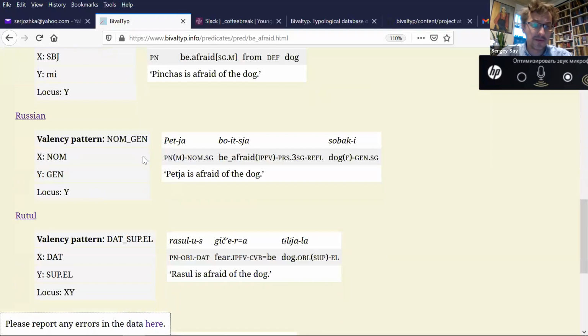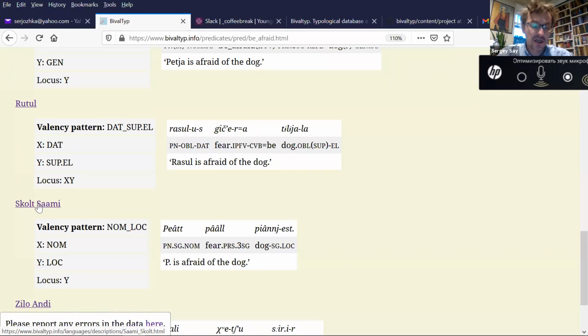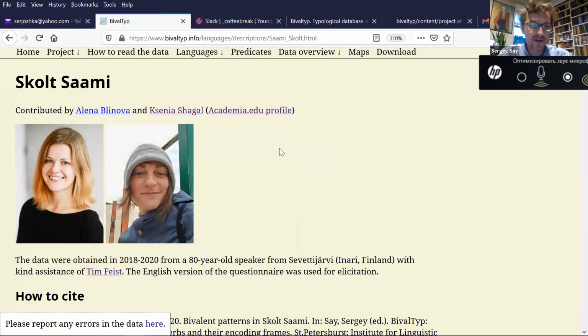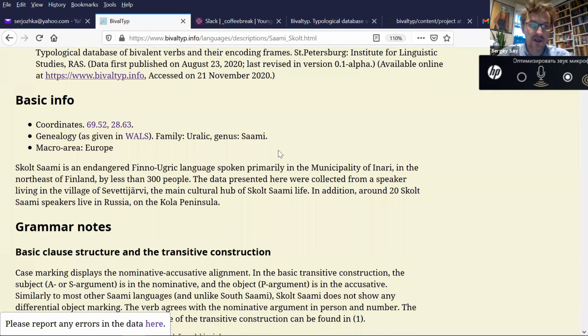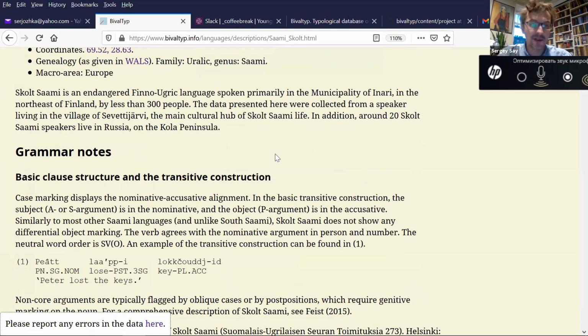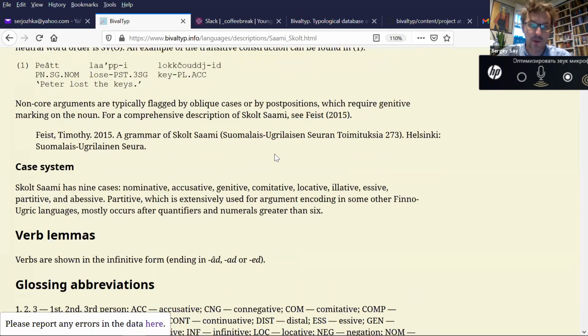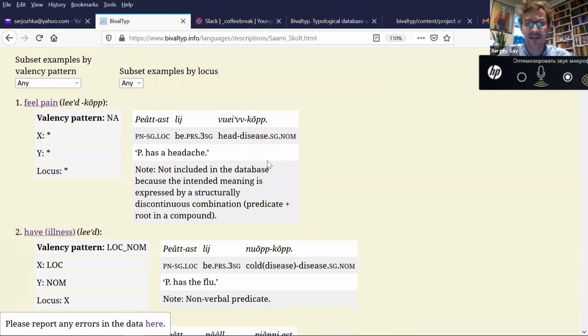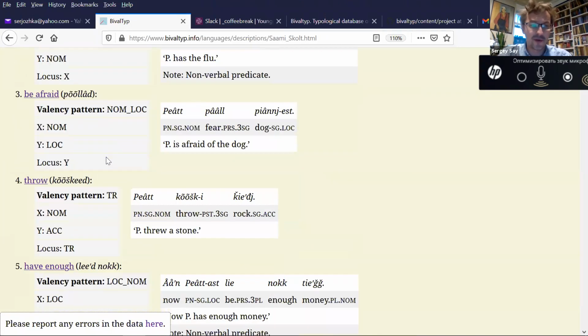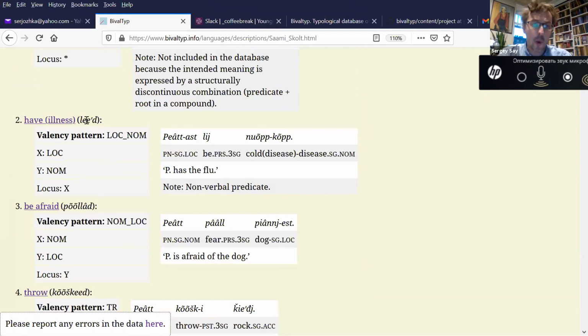So actually, we can also explore the data on a language by language basis. So for example, we can go to Sami and see the nice pictures of Alona and Ksusha, and also some basic information about where this language is spoken and how its clause structure is organized, and some basic information about its case system and so forth. And finally, the examples. So 130 sentences with individual verbs and the encoding frame.